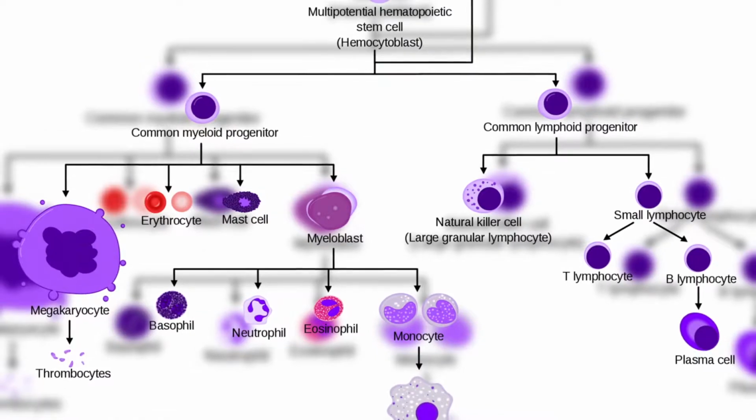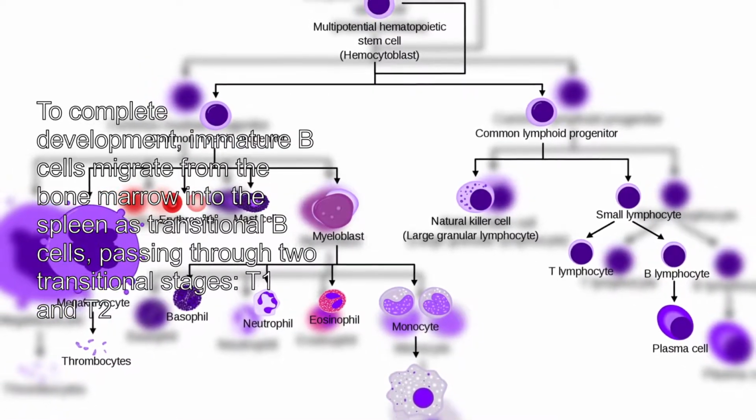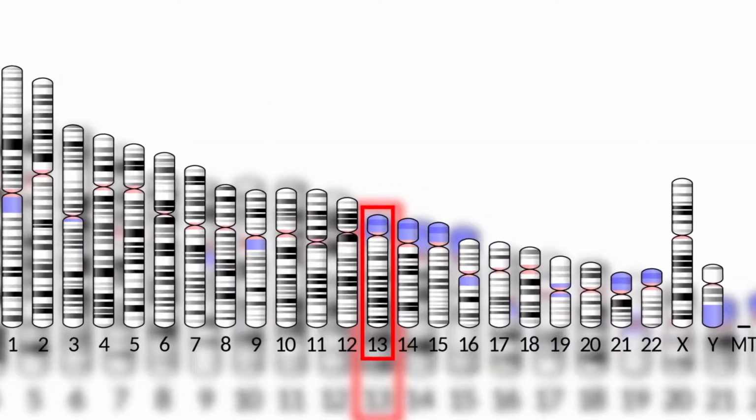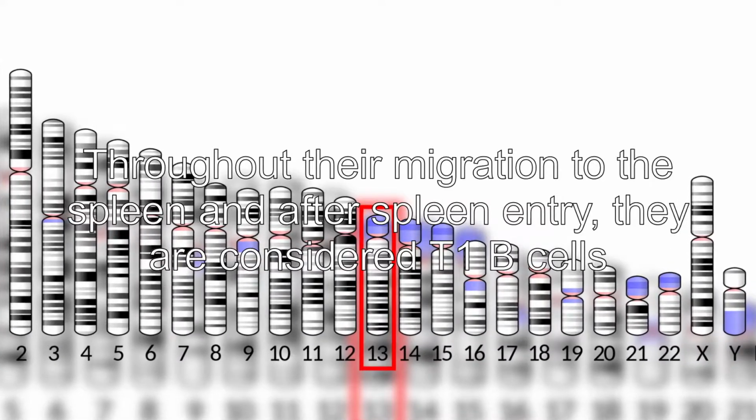T2 B cells differentiate into either follicular B cells or marginal zone B cells depending on signals received through the BCR and other receptors. Once differentiated, they are now considered mature B cells, or naive B cells.